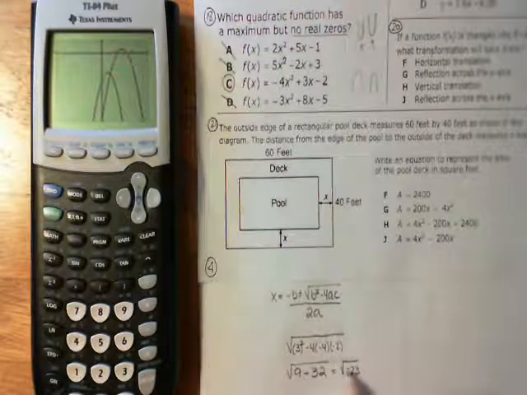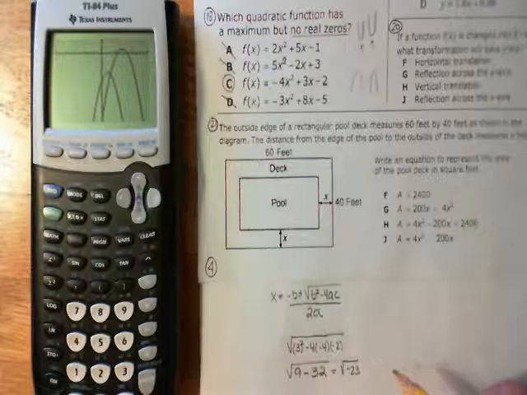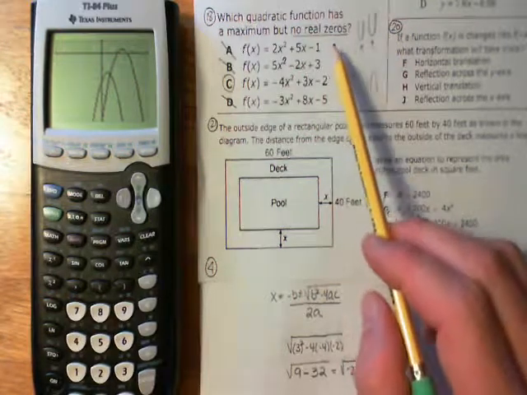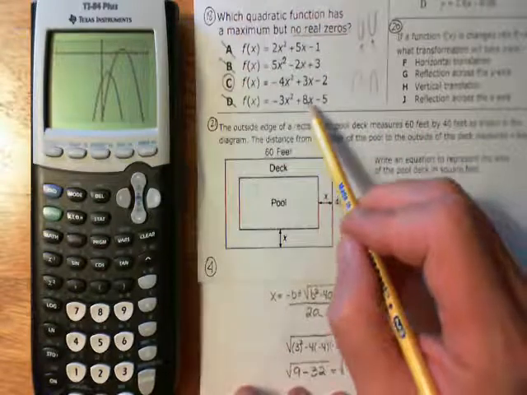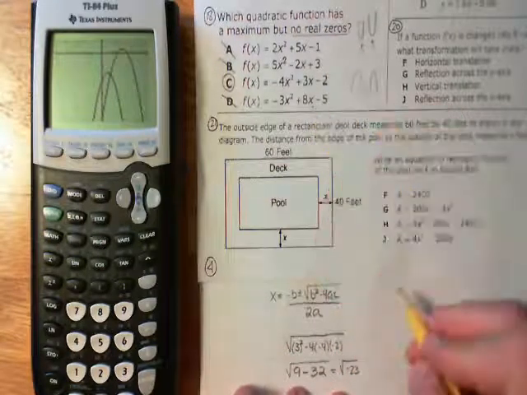Alright, now you notice you have a negative inside the radical. That means what? The negative is going to come out as an i, which is an imaginary number. In other words, not a real number, not a real zero. So if you want to check the letter D, which is supposed to have a real answer, let's see.